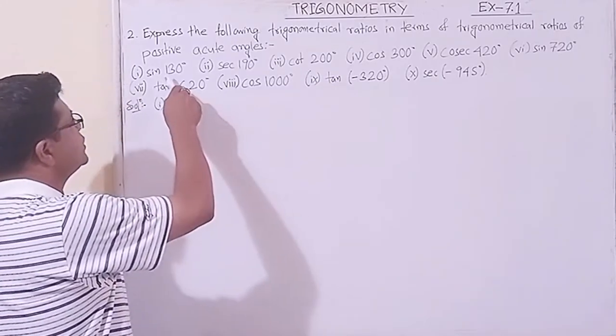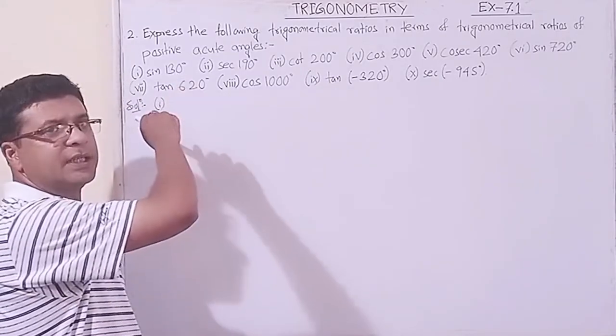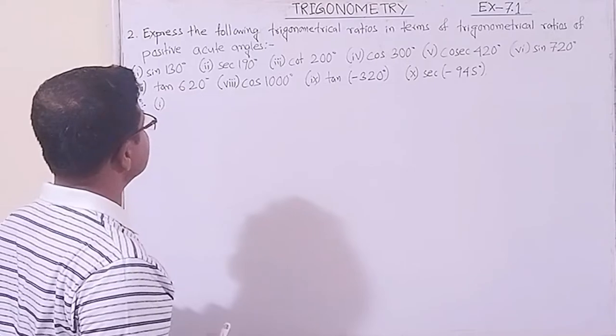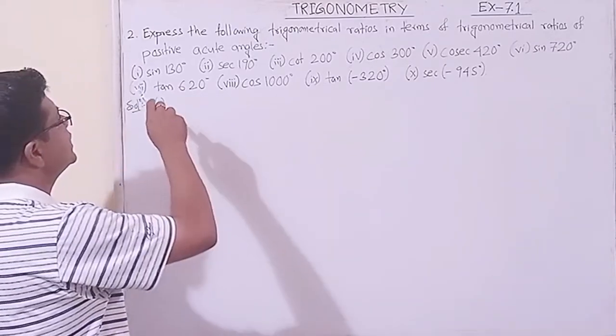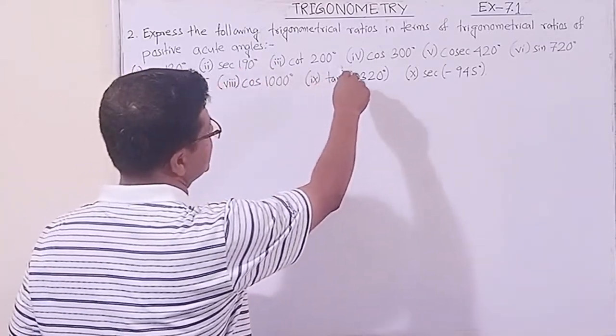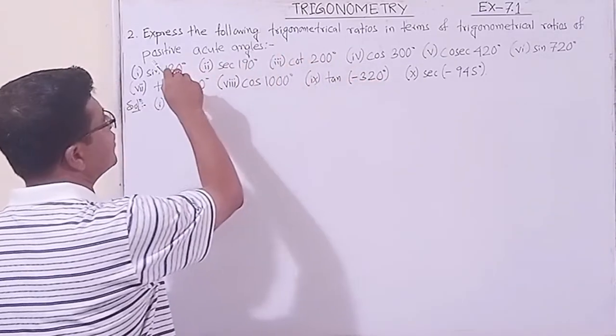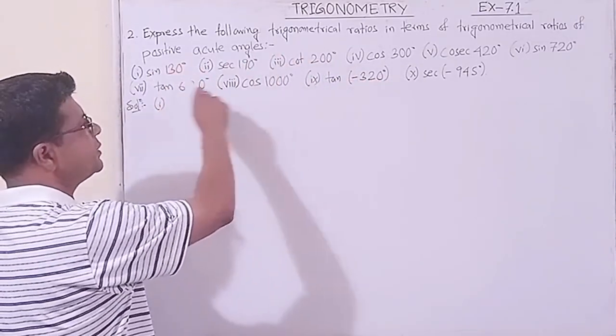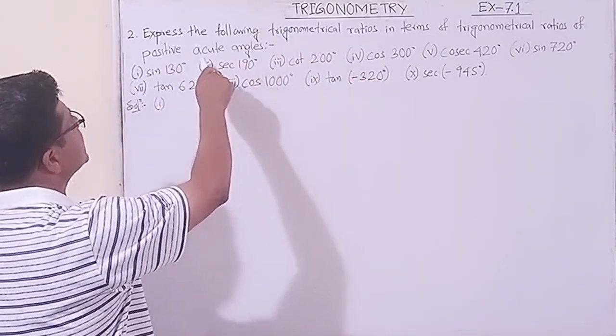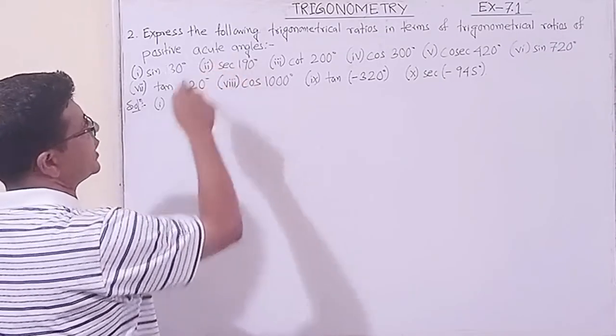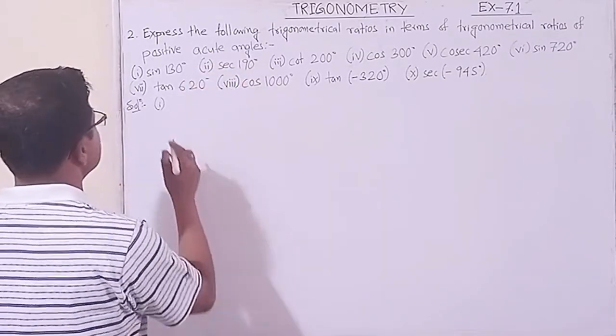But here all the angles are more than 90 degree. Suppose this is 130. 130 is not less than 90 degree, it is more than 90 degree. So we have to convert each trigonometric ratio into the form of positive, and second, they must be acute angles. Let us see how we will do that.